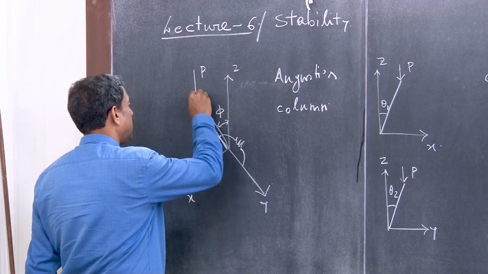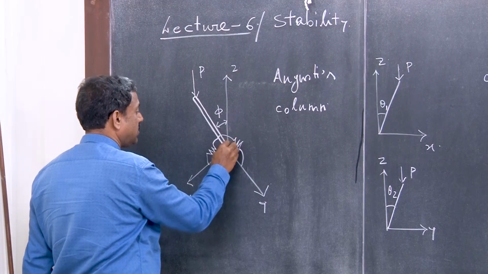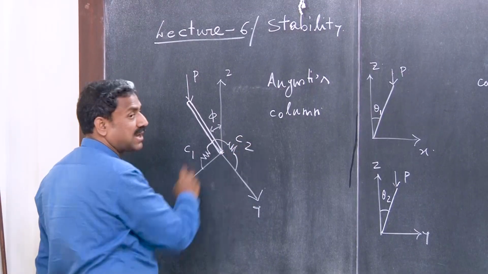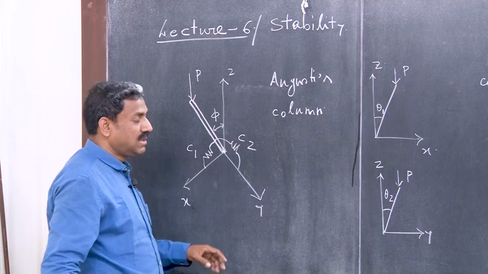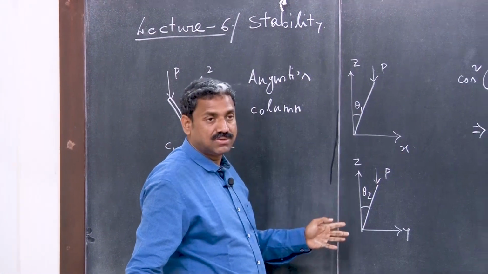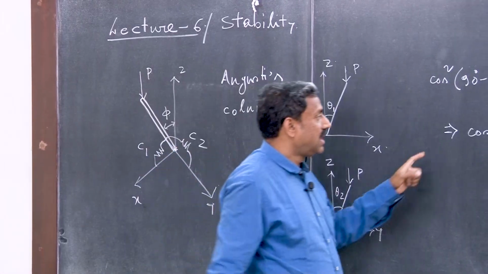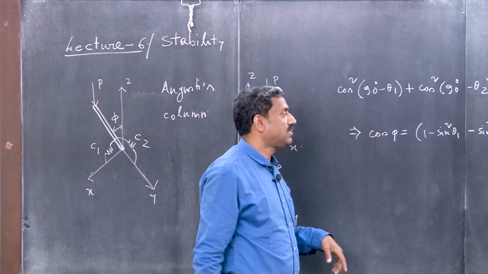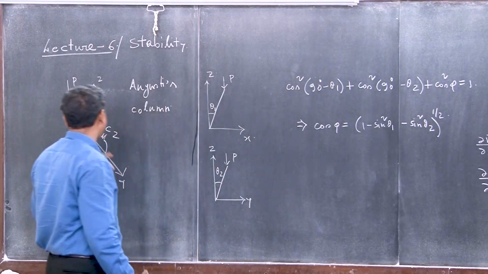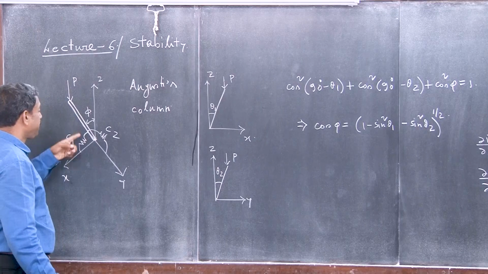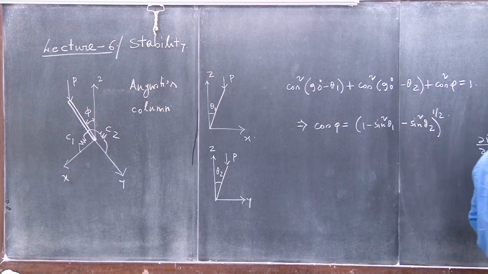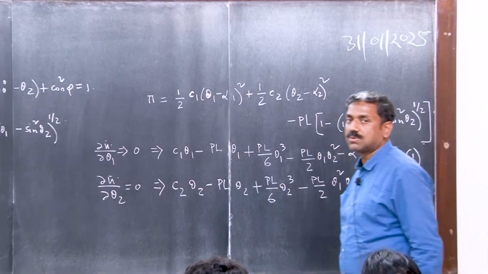This is a column, okay, a rigid column which is hinged here, and it is restrained by two springs C1 and C2. These are both rotational springs, right? And then, as discussed in the previous class, we projected in the x-z and y-z plane, and then we satisfied the equation for the direction cosine to find the cosine of phi. Phi is the angle of the column with the z axis, okay, and then we wrote down the potential energy functional, okay. Theta 1 and theta 2 are the 2 degrees of freedom.